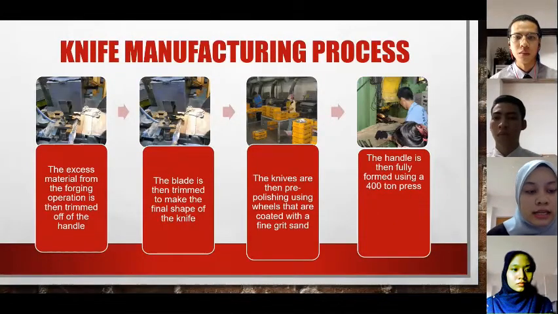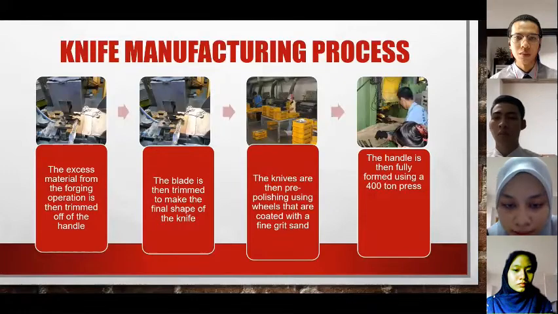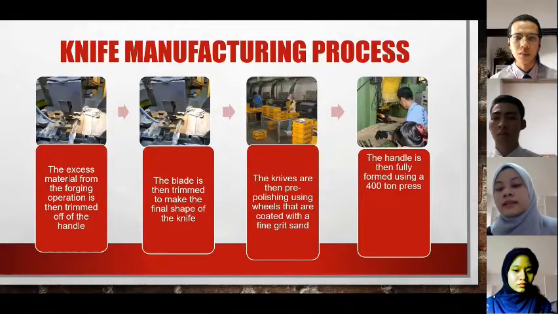Next, the excess material from the forging operation is trimmed off of the handle. The blank is then trimmed to make the final shape of the knife. The knives are then pre-polished using wheels that are coated with a fine grit sand. Next, the handle is fully formed using a 400-ton press.